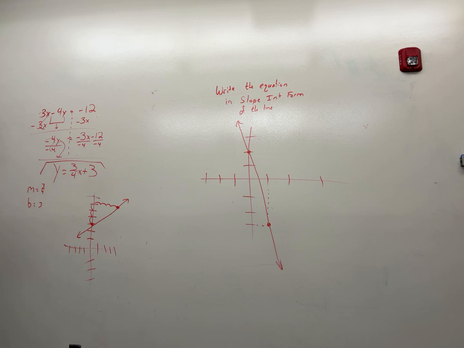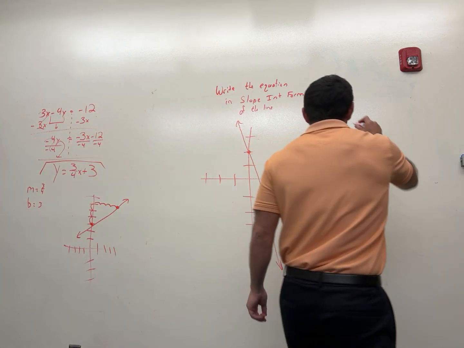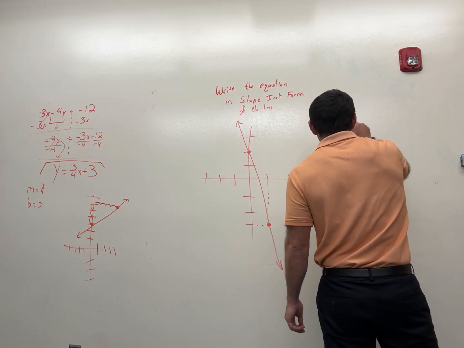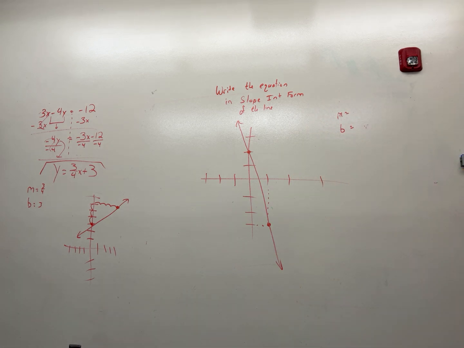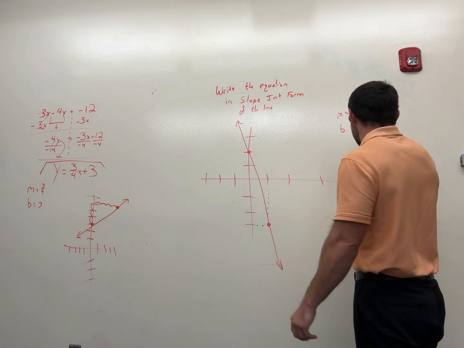So we need 2 things. Can you see this here? We need the slope, we need the y-intercept. Which of the 2 is easier to find? Just by looking at this, which of those 2 are easier to find? The y-intercept. Why? Because it's right here. It's at 2. B is 2.